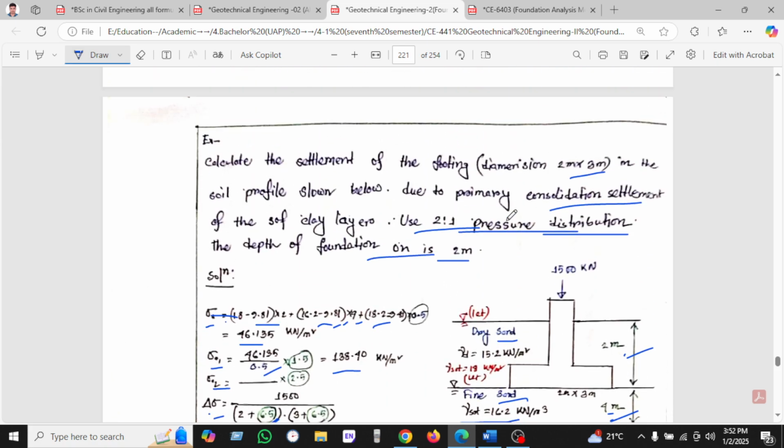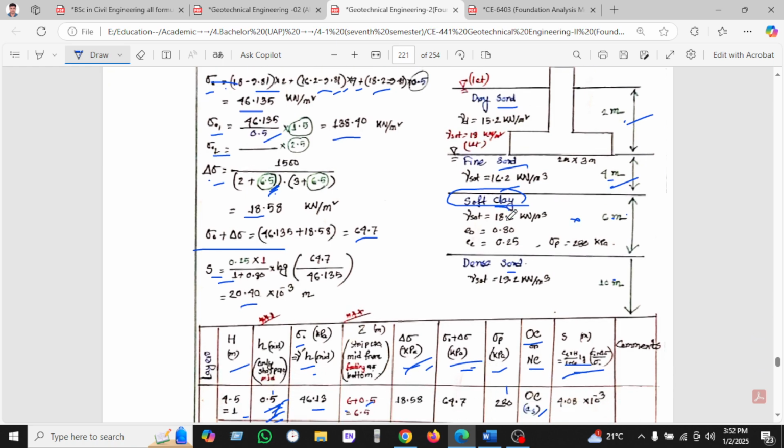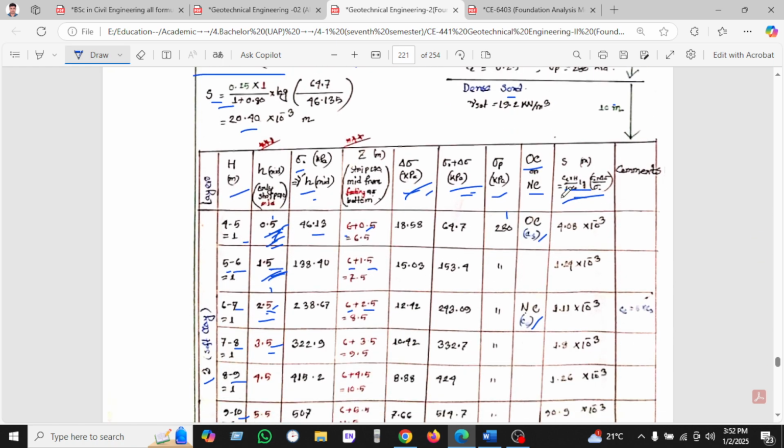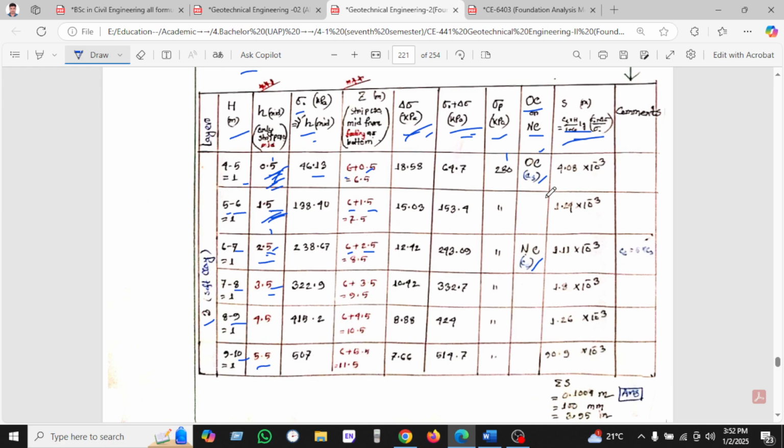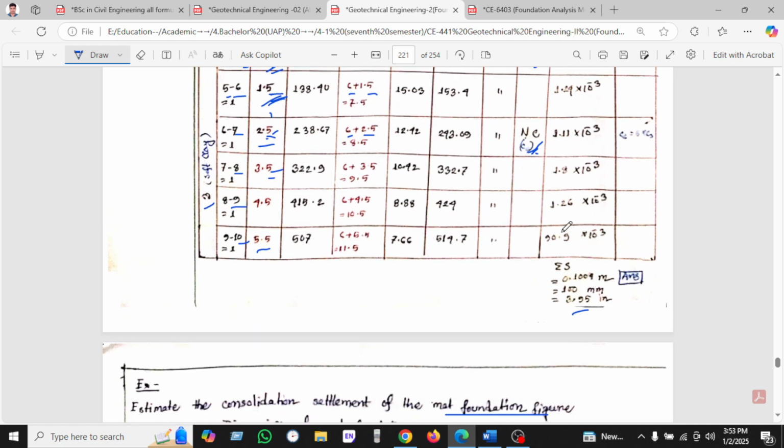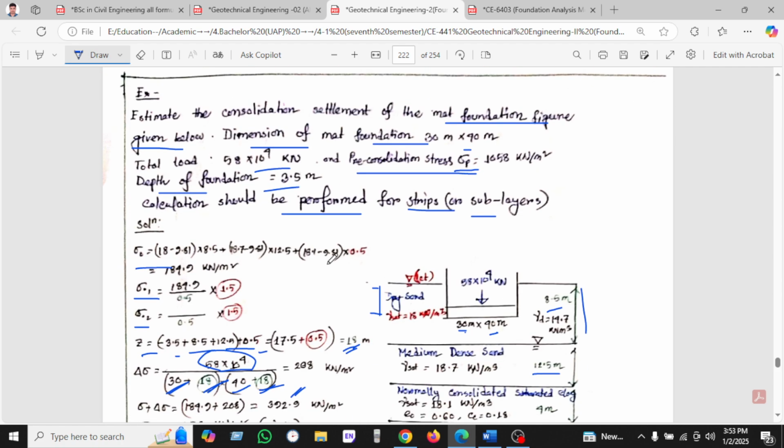Okay, so now we'll see the status, whether it is normally consolidated or over consolidated. We have seen some are over consolidated and some are normally consolidated, and finally we calculate the settlement. The total settlement will be the summation, and we found 100 millimeter, which is 3.95 millimeter. So let's see another example.